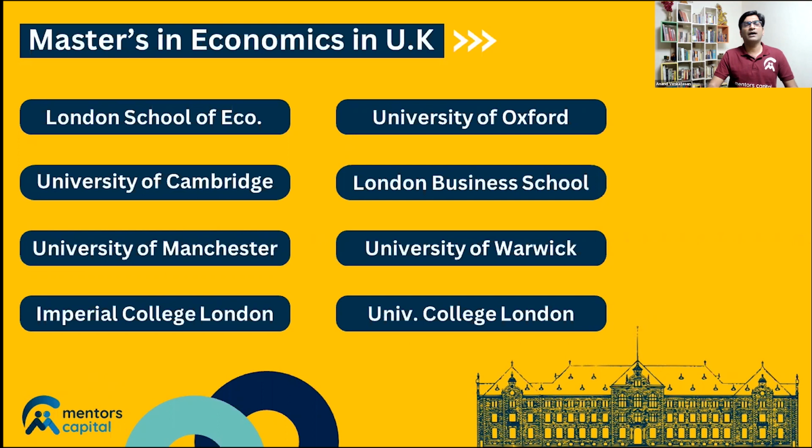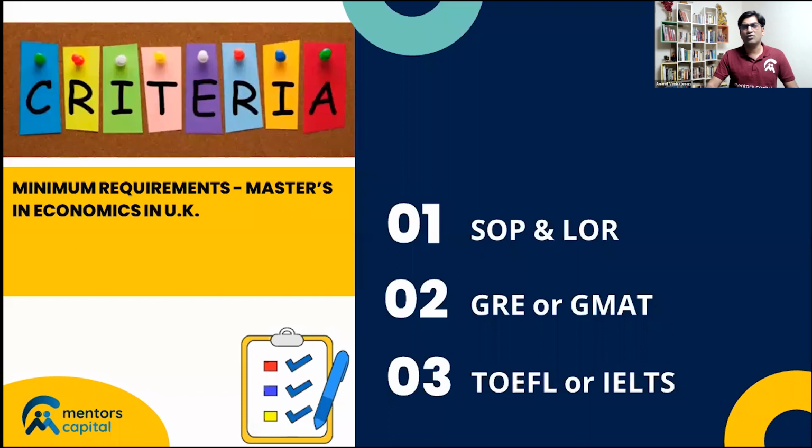The second choice of destination, if you're choosing a master's in economics, should be the UK. We're talking about schools like London Business School, the London School of Economics and Political Science, University of Oxford, University of Cambridge, University of Manchester, University of Warwick, the Imperial College in London, as well as the University College of London. These are, again, the creme de la creme in the UK if you're pursuing a master's in economics. Again, the requirements are more or less the same.